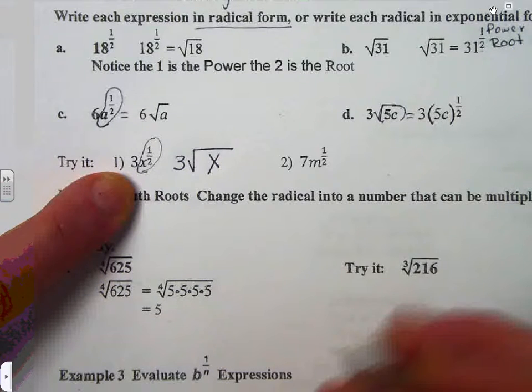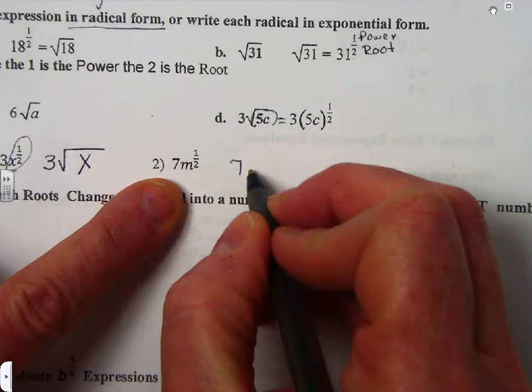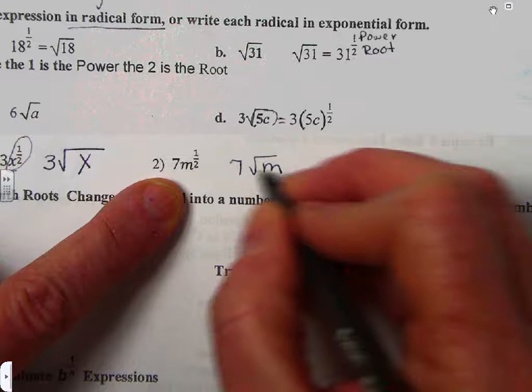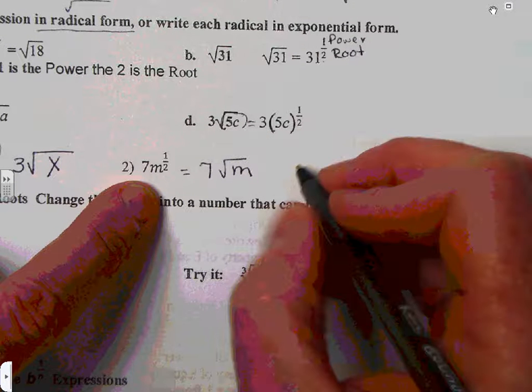Okay. And what about this one? 7 square root m. 7 times the square root of m. No, it really isn't as hard as it looks. It really is not. I'm going to make one up here real quick.